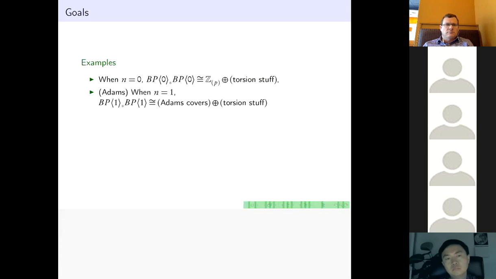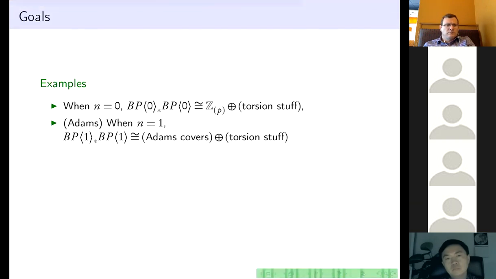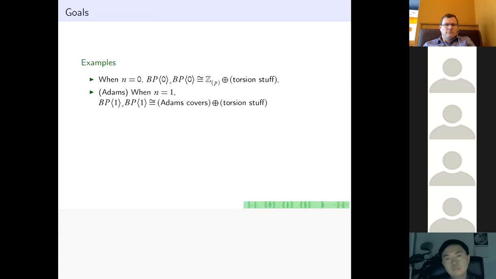Here are some known examples of these cooperations. When n is equal to 0, the cooperations algebra for BP⟨0⟩ is a copy of the p-local integers and then some torsion stuff. A natural way to compute this cooperations algebra is through the Adams spectral sequence, and this torsion stuff is all going to live in Adams filtration 0.